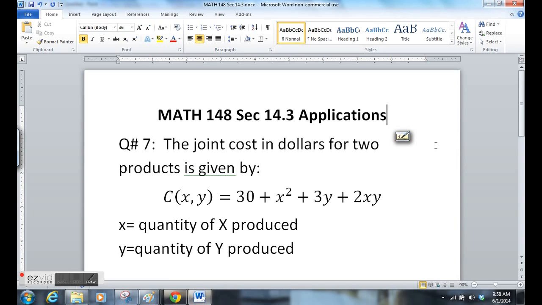Hey there, Math 148, Section 14.3, Applications. What you've all been waiting for. You're probably thinking, why are we taking these second partial derivatives? I want to see an application. Lucky you. Question number 7.